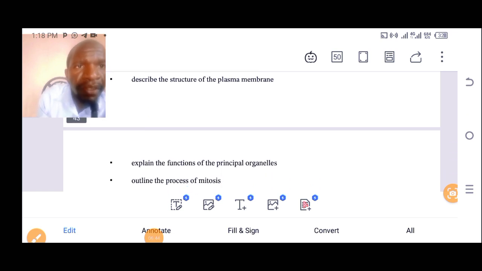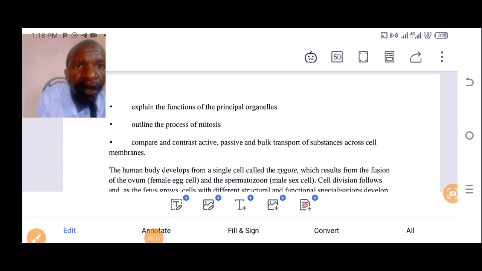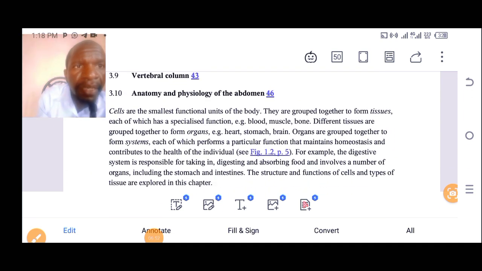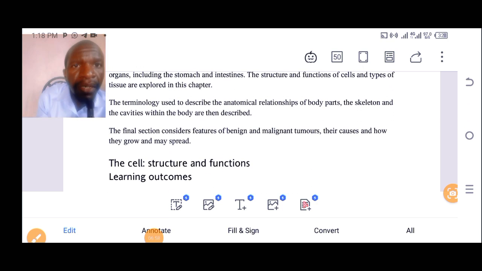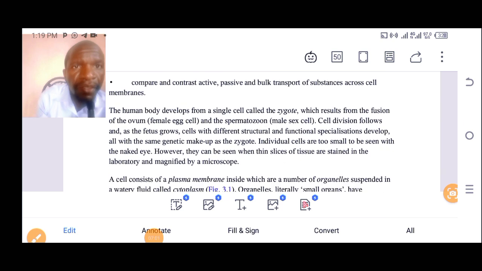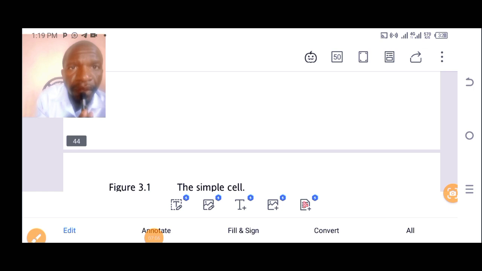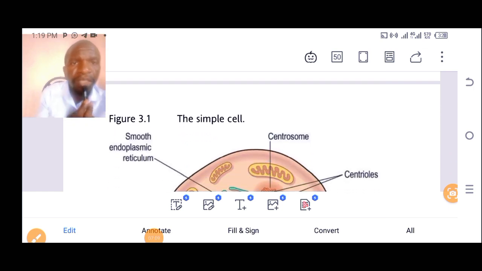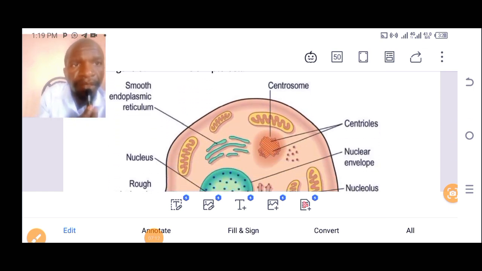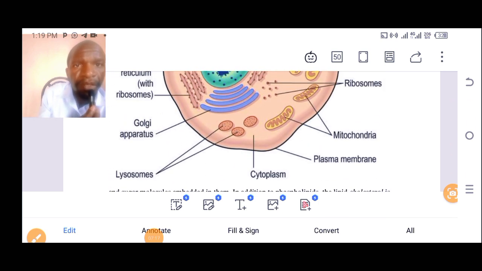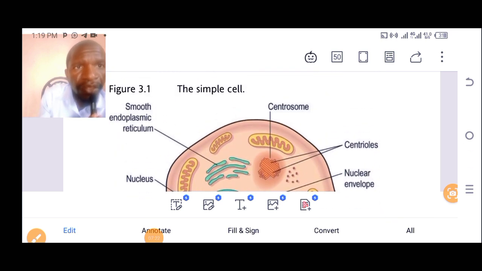Now that we've looked at the structure of the plasma membrane, it's very important for us to look at the cell structure. Let us look at the cell, the simple cell, the human cell. So this is our simple cell. Let us look at the parts of the simple cell, the structures of the simple cell, what it contains, what it is all about.